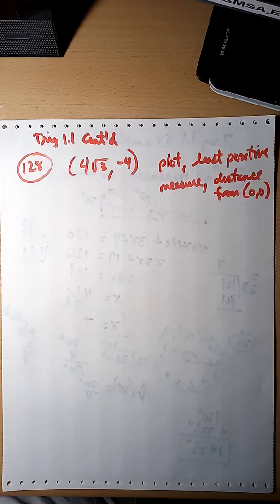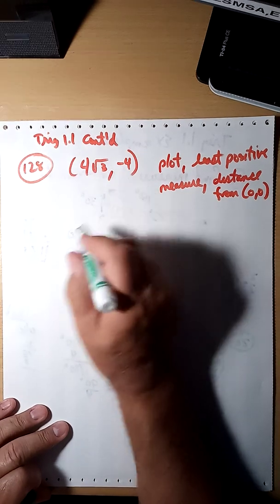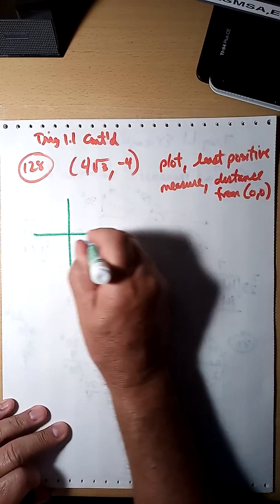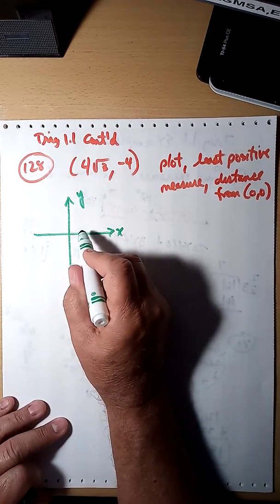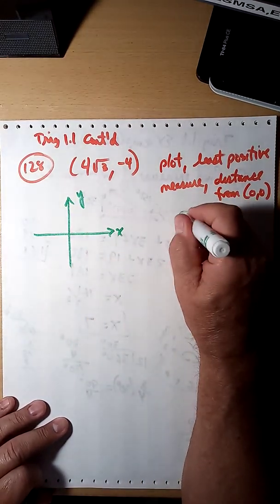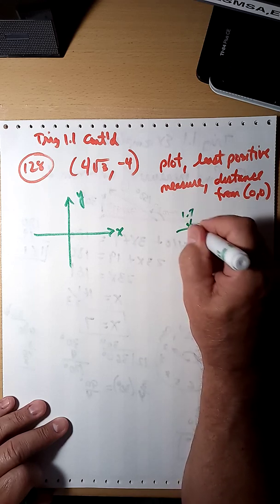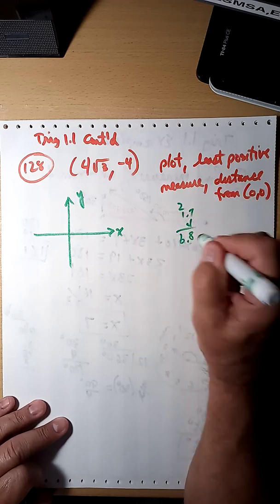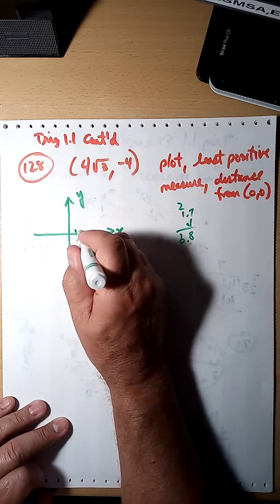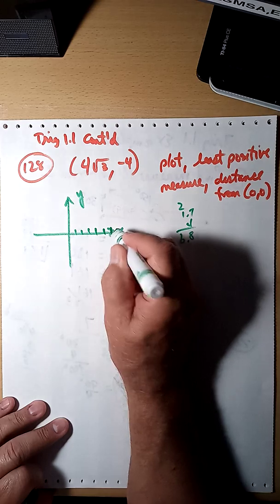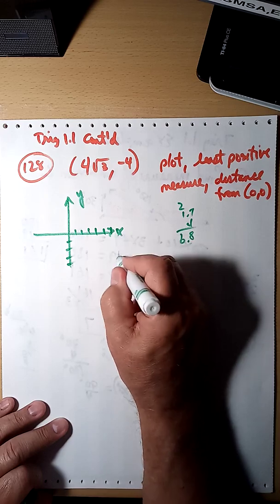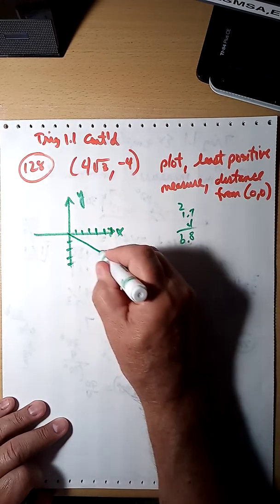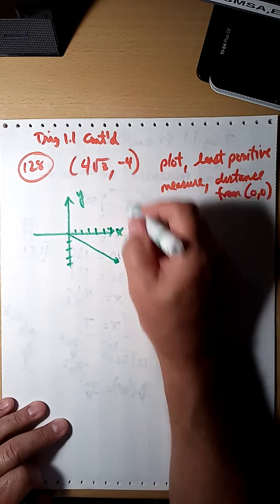Okay, here's another one in that first section, 128. They want us to plot this point on the XY axis. So we can do this. 4 times the square root of 3. Well, the square root of 3 is like 1.7, right? And 4 times that's 6.8. So we're looking at something out here. And then a -4. So it's someplace here. So this is that point. Right?